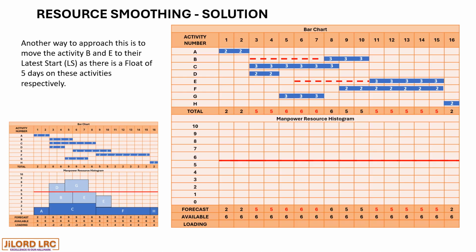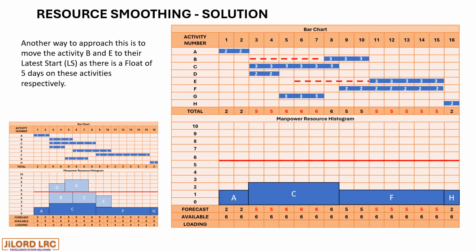So we first of all plot the resources on the critical path, and then we can move activity B and E. So in this case, activity D and G comes, and then we can move B and E, as we have seen, further. And this is how the resource smoothing has been carried out comparatively. So we can have our loading profile as what we see on the chart.